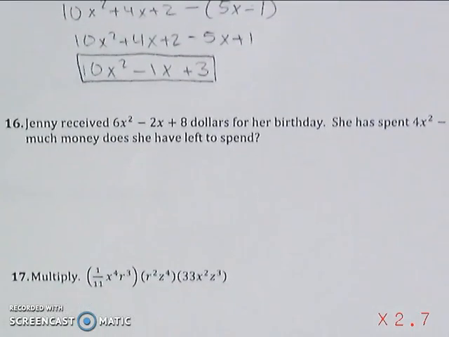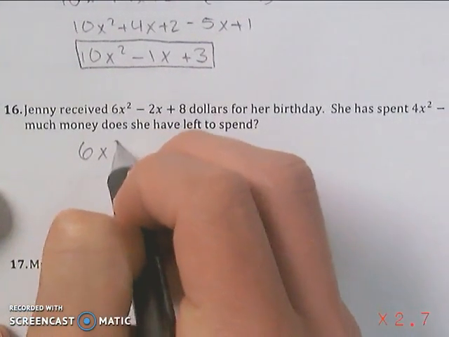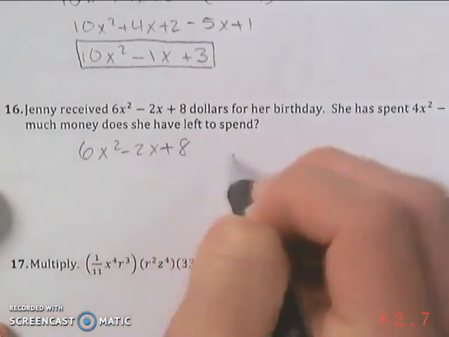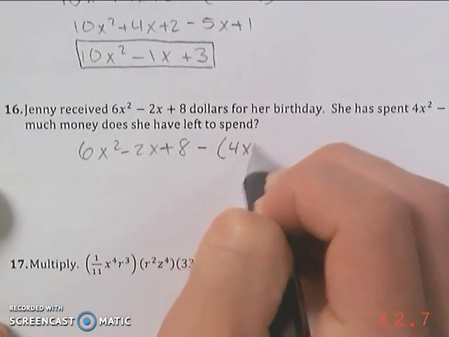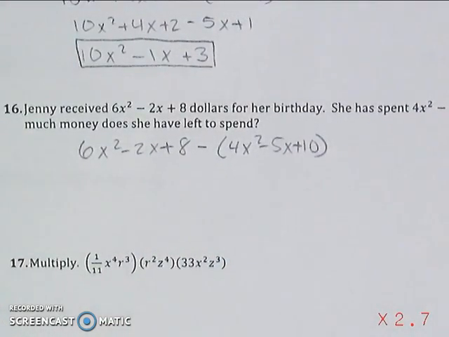16, basically the same problem. Jenny receives some money. She has spent 4x squared plus 5x plus $10. How much money does she have left? I'm actually going to not complete this problem because it's pretty much the same problem we just did. I'll just write the setup for you guys. And we're going to distribute that negative and then combine like terms.